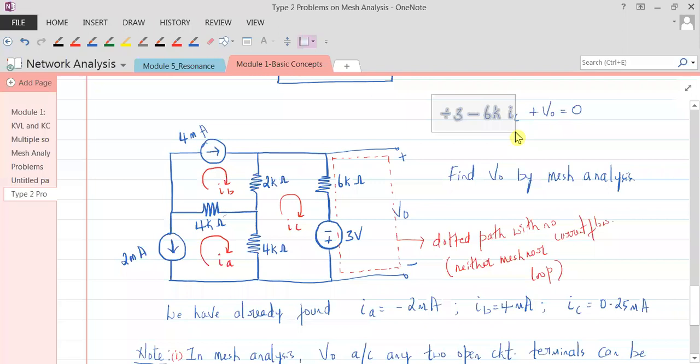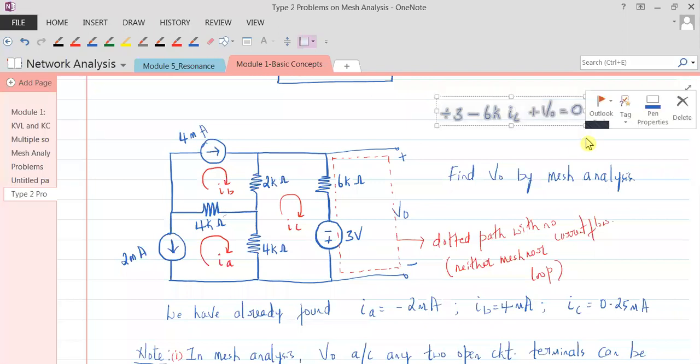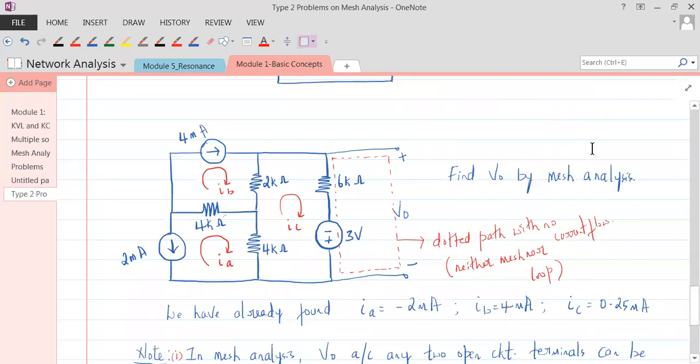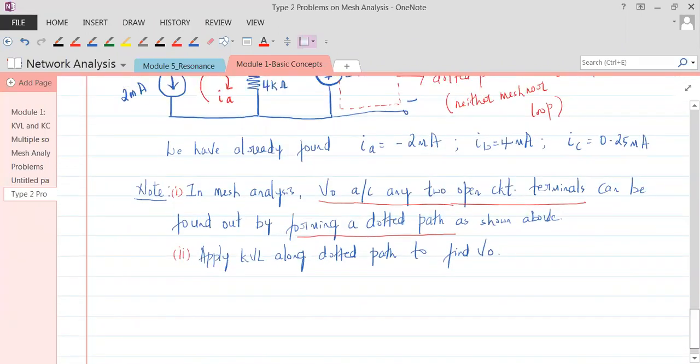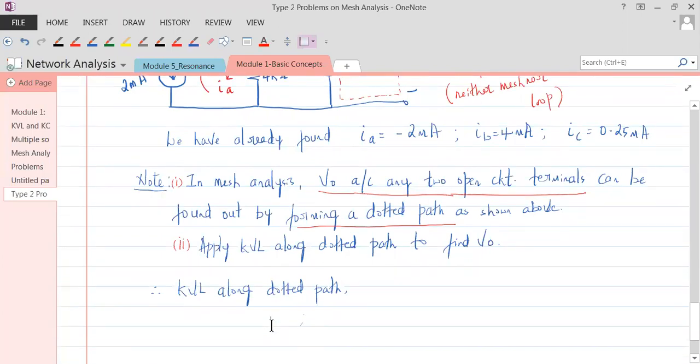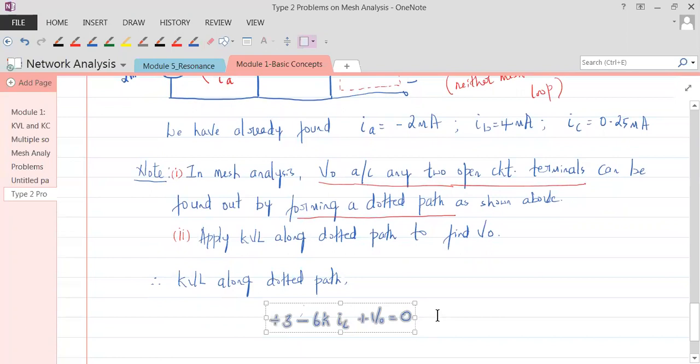Is everybody okay with this? If you have any problems, you can unmute and ask me now. Okay, so I've written the KVL for this, and the KVL looks like this. What is it that I've done? Therefore, KVL along the dotted path. What is it? It is this. Okay, so how does V0 look now?